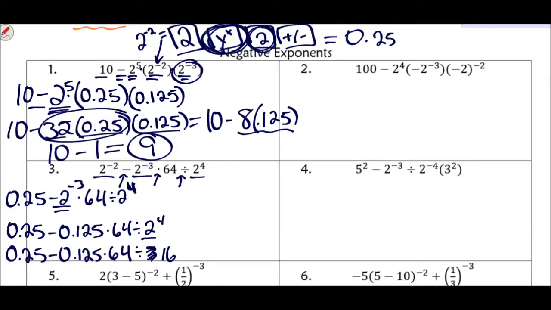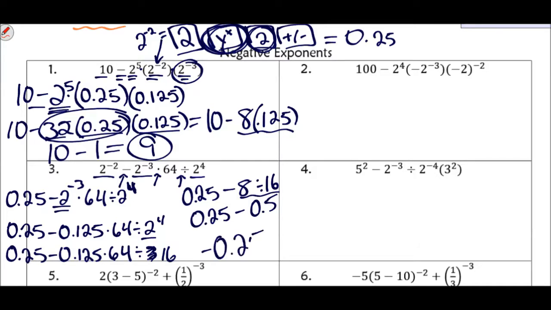Now I have subtraction, multiplication, and division. I have multiplication and division that I'm deciding between, so I have to work that from left to right. 0.125 times 64, minus, that changes into 8 divided by 16. That division is my next step. It's subtraction and division, so I have to divide first. So that's 0.25 minus 0.5. That gives me negative 0.25. You could write that as a fraction if you want. You have to know that that's negative 1/4, but you don't have to write your answer as a fraction. If you want to leave it as a decimal, that's okay.